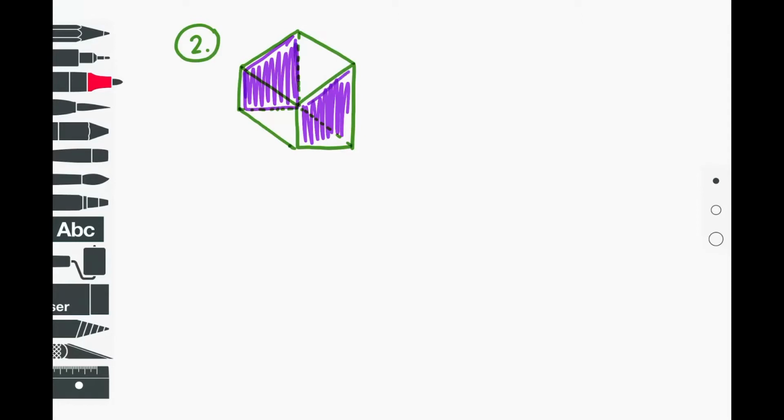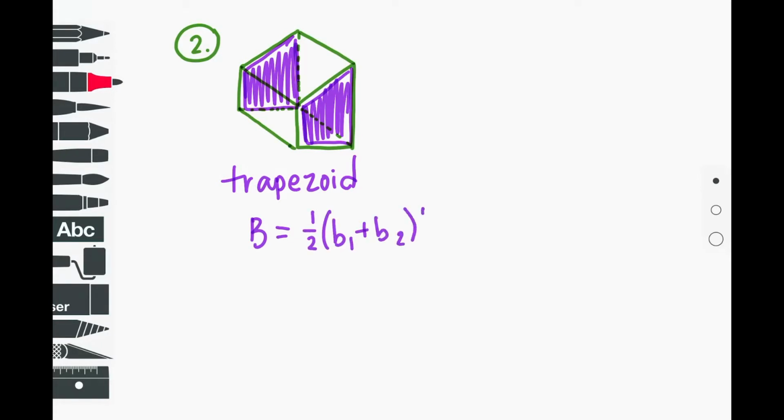So these two shapes were the base shapes and they were shaped like trapezoids. And so then when I asked you to tell me what the formula is for the area of the base shape, you should have said 1/2 base 1 plus base 2 times the height.